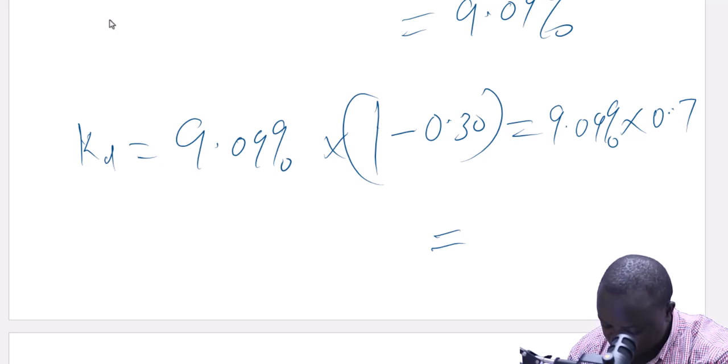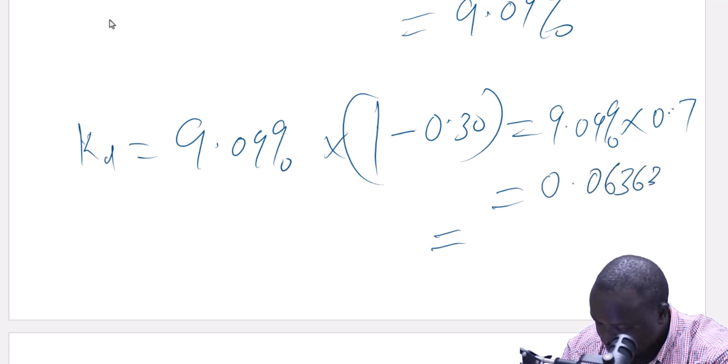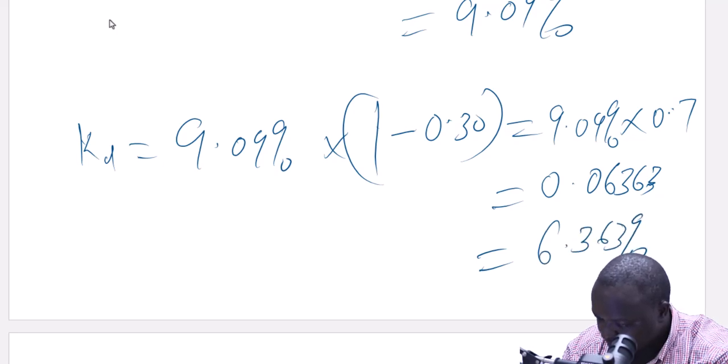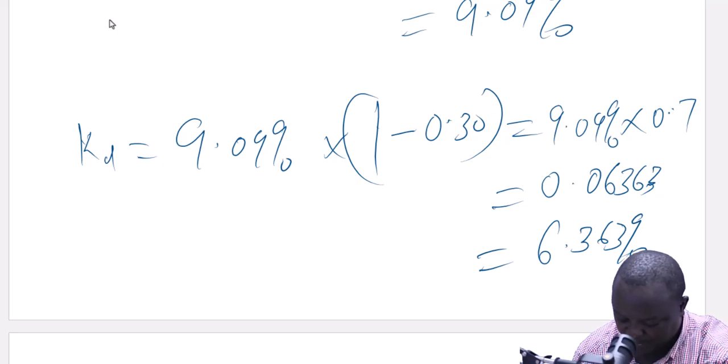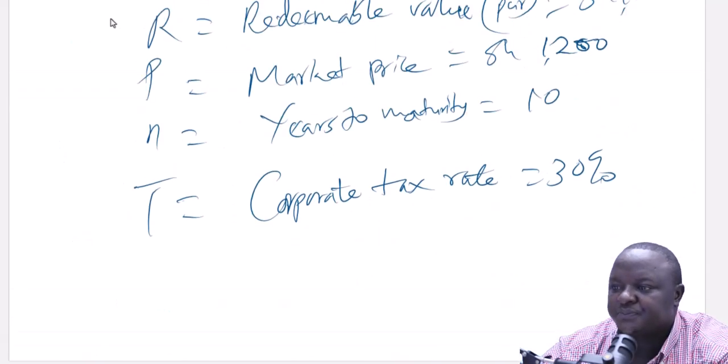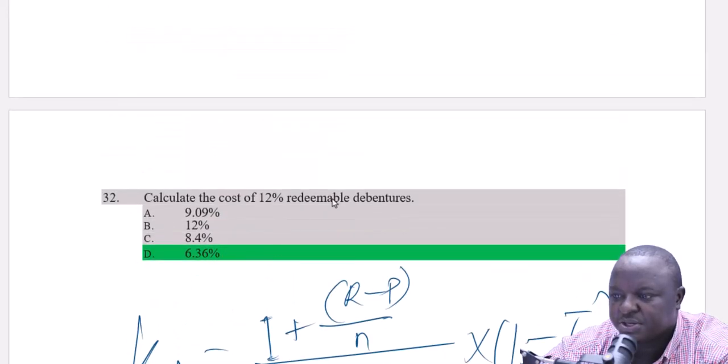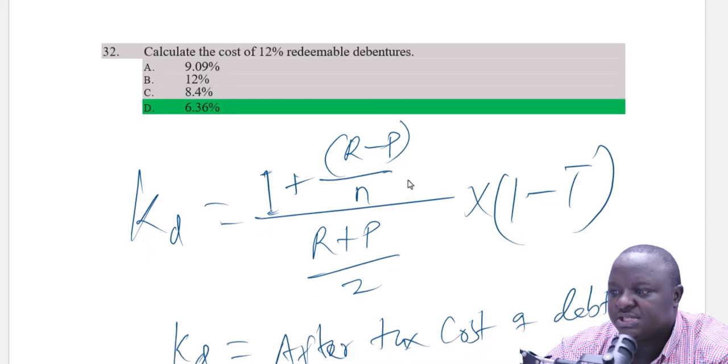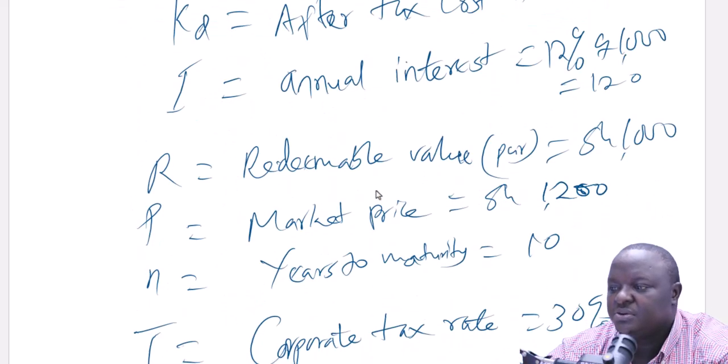9.09 over 100 times 0.7, you will get 0.06363, which in terms of percentage is 6.363%. So the answer is 6.36, or about 6.3. The cost of redeemable debentures is 6.3. That is how we do the calculations.